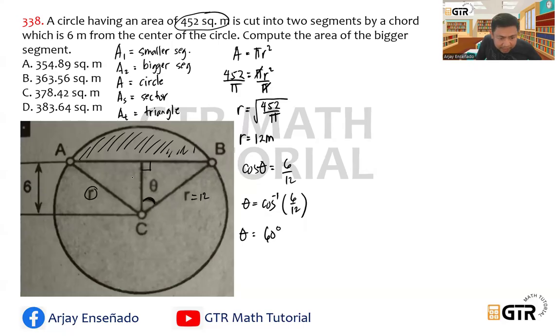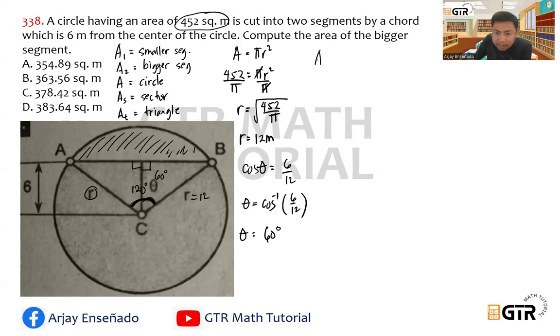if this is the theta, 60 degrees, therefore this whole angle is equal to 120 degrees because these are congruent triangles. Okay? Since they both have radius of 12 and they have the same right angle here. Okay? So now we can get the value of this A sub 1.